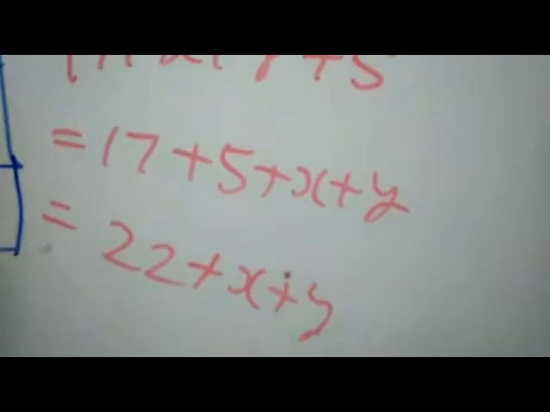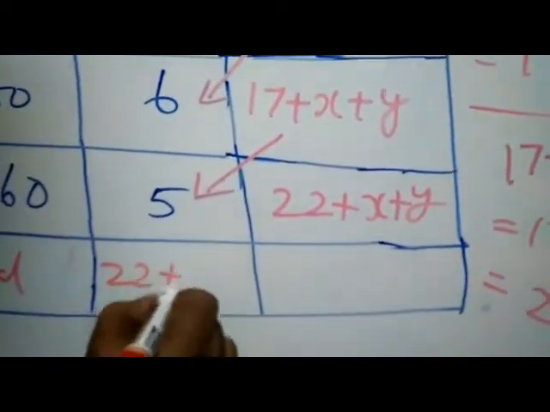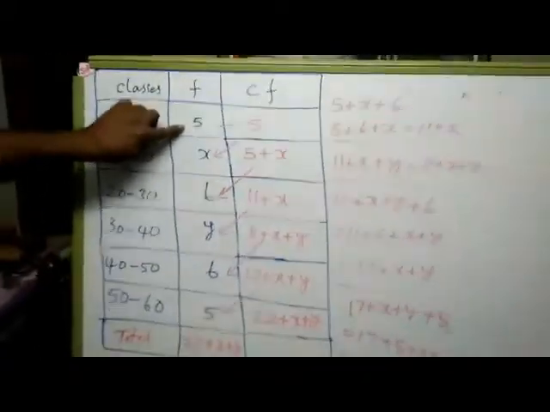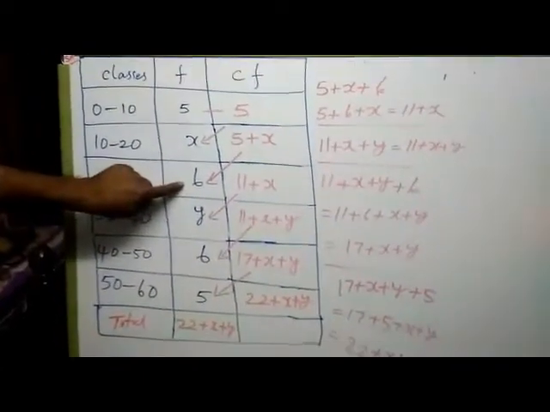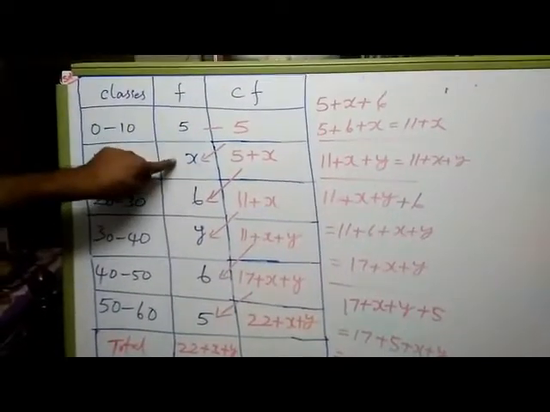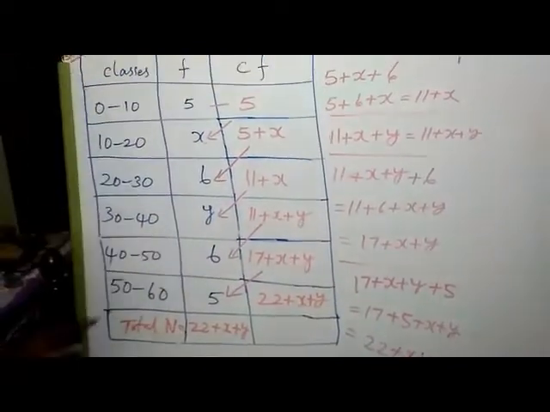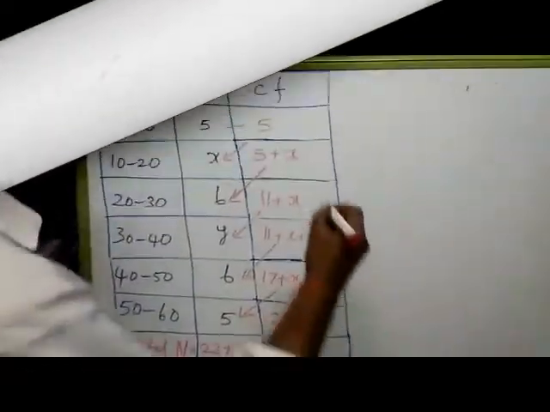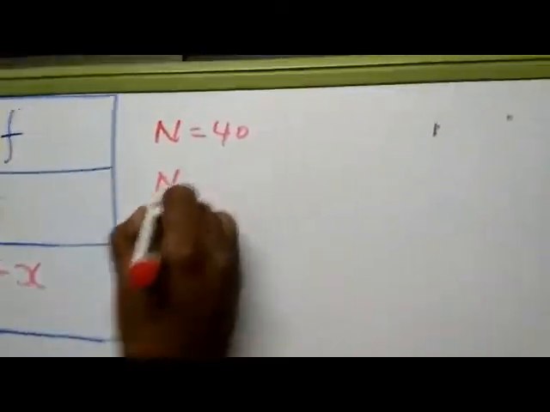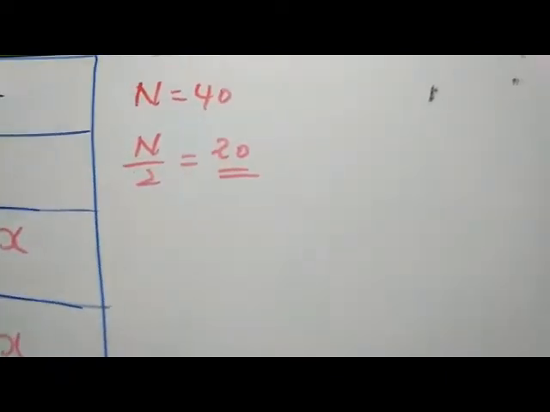Here, 22 plus x plus y. If you want, once again you add 5 plus 6, 11, 11 plus 6 plus 5, 11 plus 11, 22. 22 plus x plus y. Again I got n is equal to 22 plus x plus y. N is equal to 40, n by 2 is equal to 20.